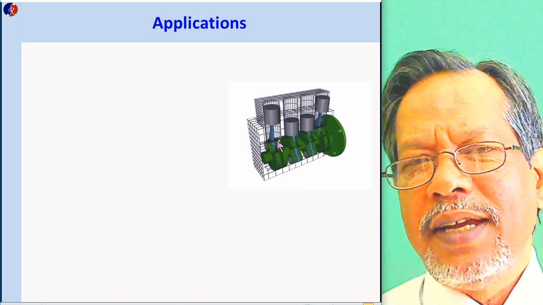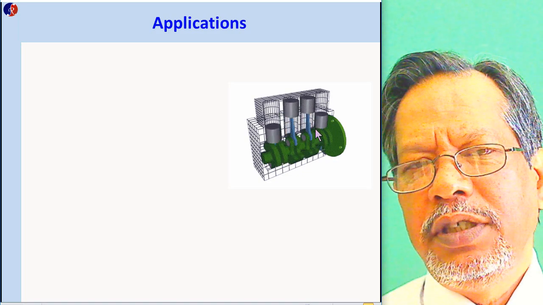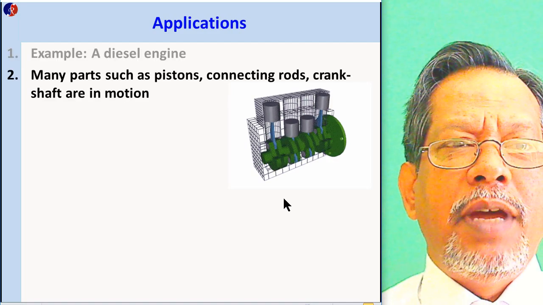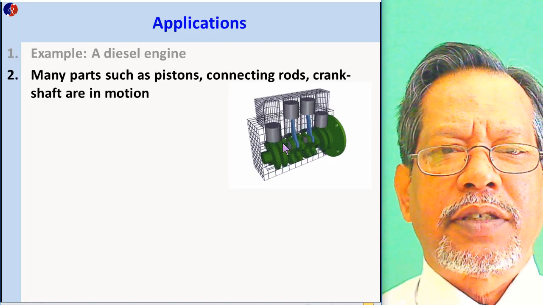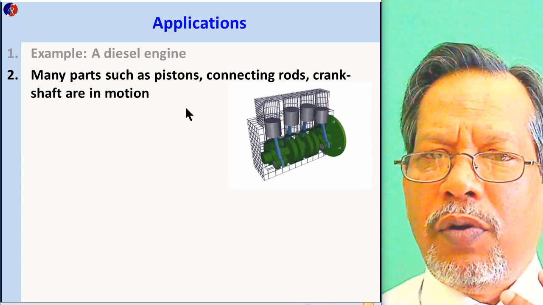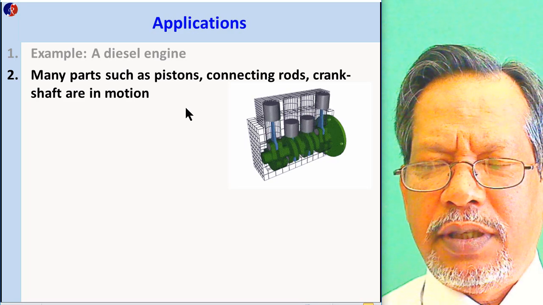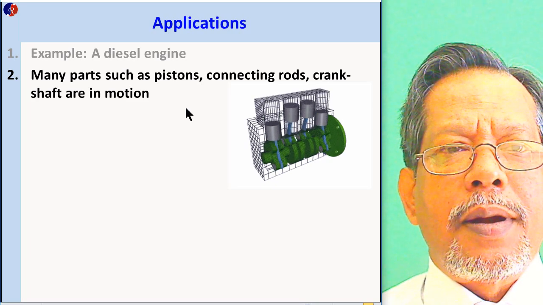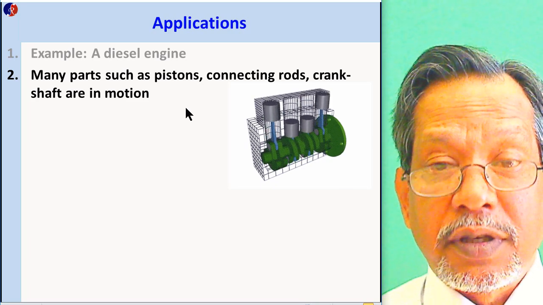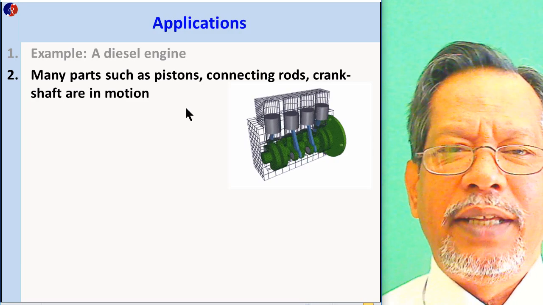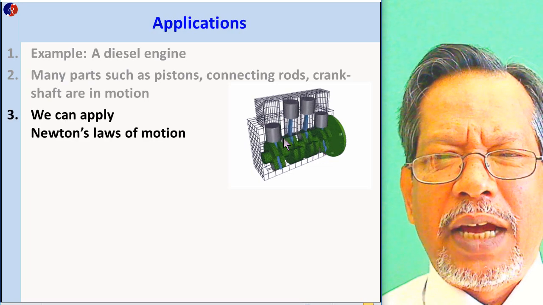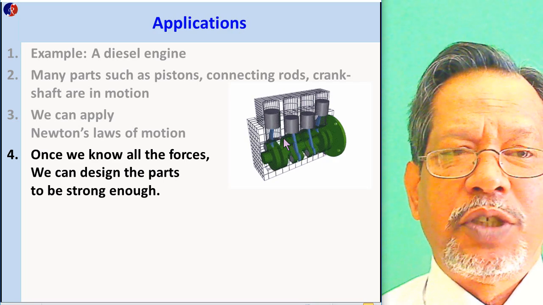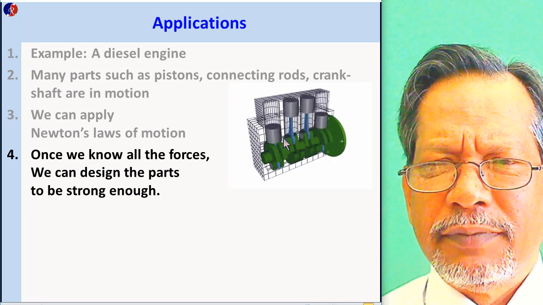A lot of things are moving. To find how much force is acting on these parts, you have to use Newton's laws of motion. Okay? Many parts, such as the piston, the connecting rod, and the crankshaft, are all in motion. As soon as any body is in motion, Newton's laws apply. You have to find those forces using Newton's laws of motion. Once you know the force, then you can design these parts so that they're strong enough. If you don't know that, it will be very difficult to design. Otherwise, they may break or may be too heavy.